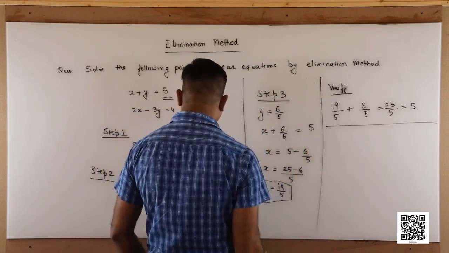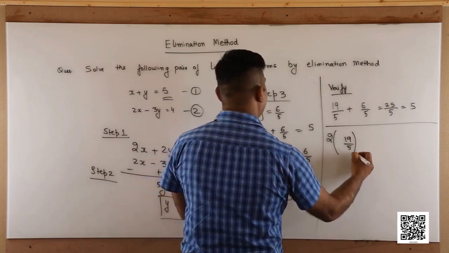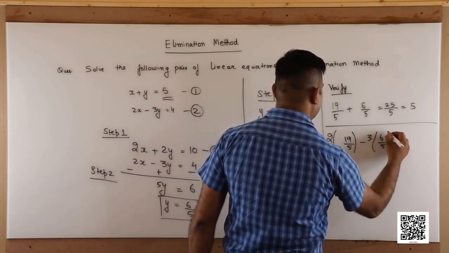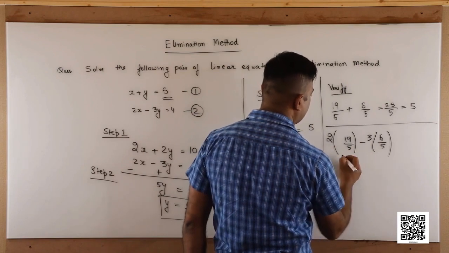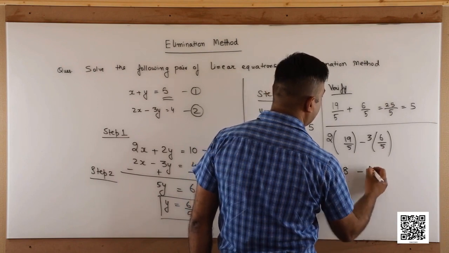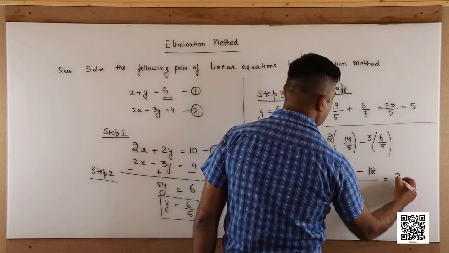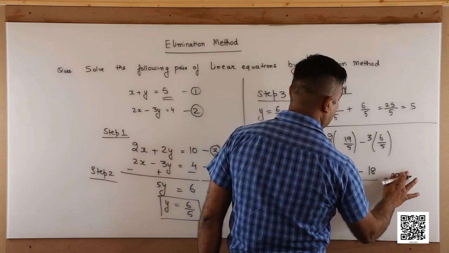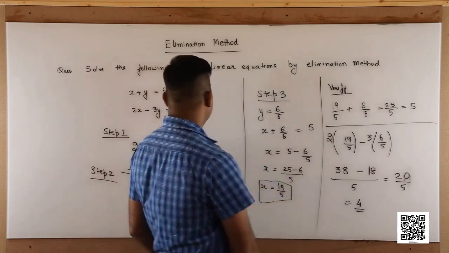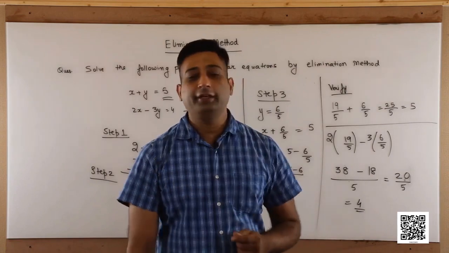Now we'll put the value of x and y in equation number 2. So twice of 19 by 5 minus 3 times 6 by 5. So we get the answer as (38 minus 18) divided by 5, which is equal to 20 divided by 5, which is equal to 4, which is equal to the right hand side of equation number 2. Hence the solution is verified.